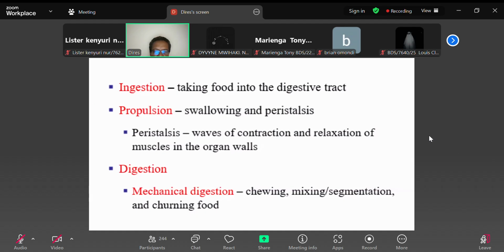So what I'm saying is, in the stomach, we have both chemical and mechanical digestion. Which one is more important? Chemical or mechanical? In the stomach. You can write in the chat section.